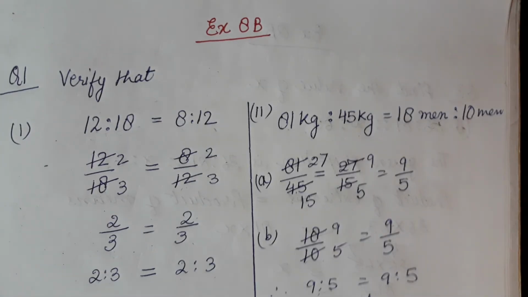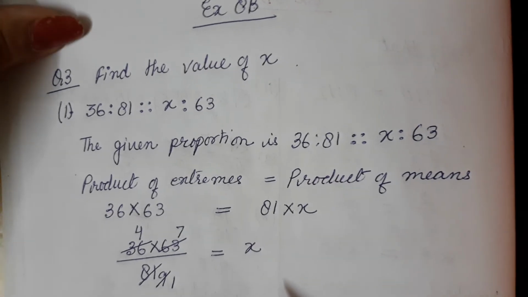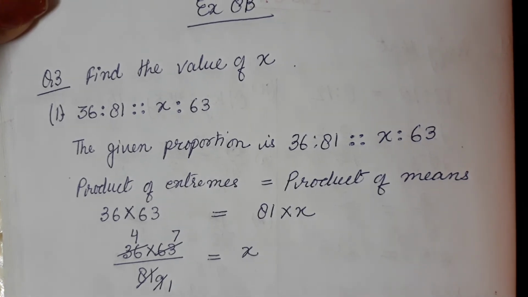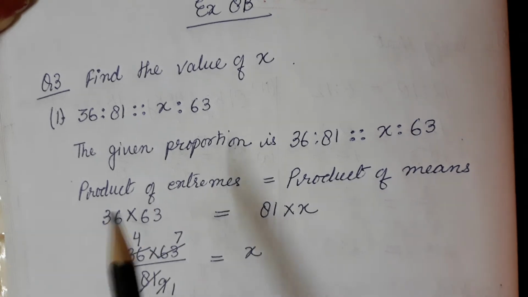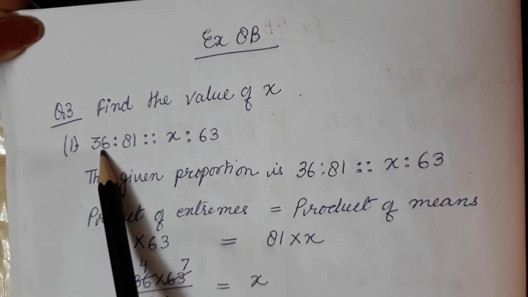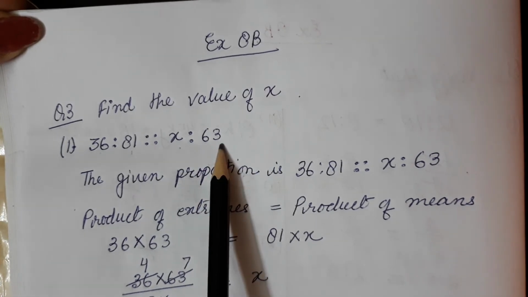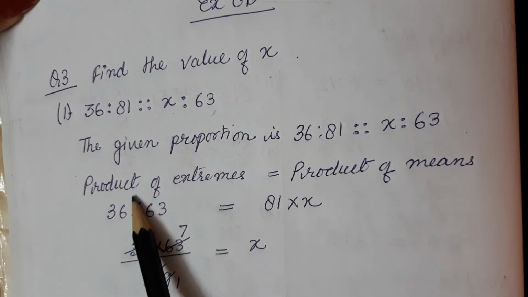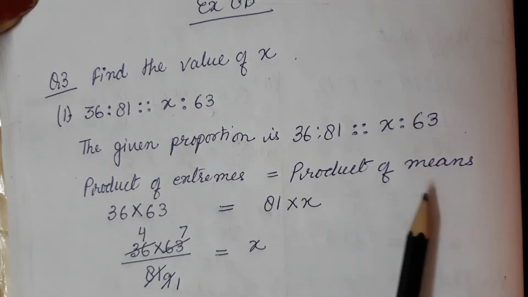Okay children? Now we will understand one more question, that is question number 3. In question number 3 we have to find out the value of x, given whether it is in proportion or not. I have taken sub number 1. The first term is given, the second term is given, the third term is x, and the fourth term is 63. Fine. So we follow the same rule. The product of extremes is equal to the product of means.